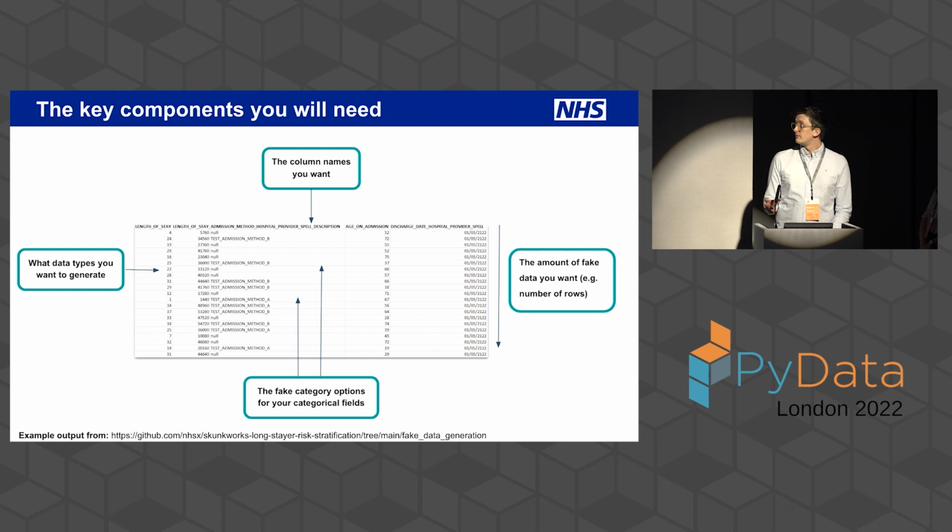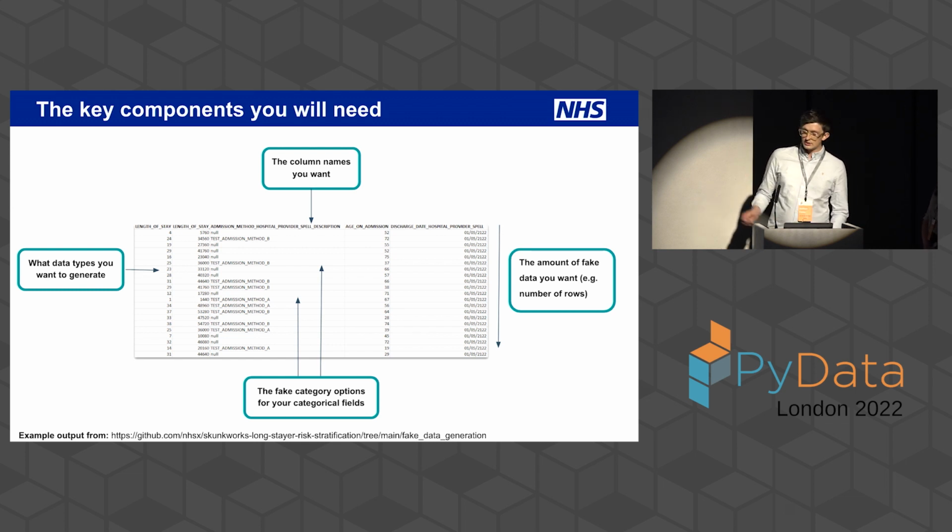Building off of that, for where you've got categorical data types, the fake data generator needs to know what the fake category options are, so you need to specify those as well. And we'll come on to how you might do that. But in the middle column, you can see that on the screen. And finally, obviously, you need to know quite how much fake data you need to generate. In our example here, it's tabular data, so it's the number of rows that you would produce.